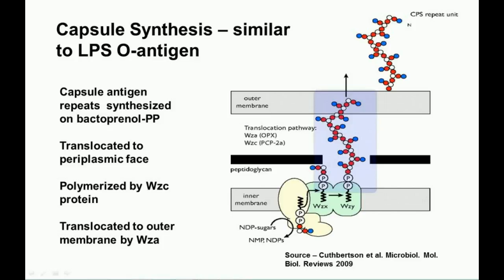Okay, you have the synthesis of the repeating subunits of the capsule. Could be a dimeric peptide, could be a tetramer of different sugar molecules, but they're synthesized here. They're attached onto bactoprenol again. Once again, this lipid transporter, bactoprenol diphosphate, is flipped over in the membrane, and then the subunit is attached onto the growing polysaccharide chain that's in the periplasm.